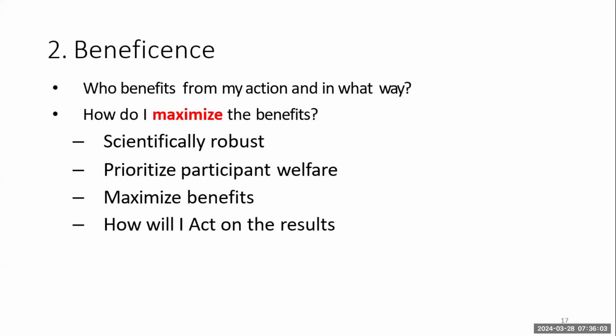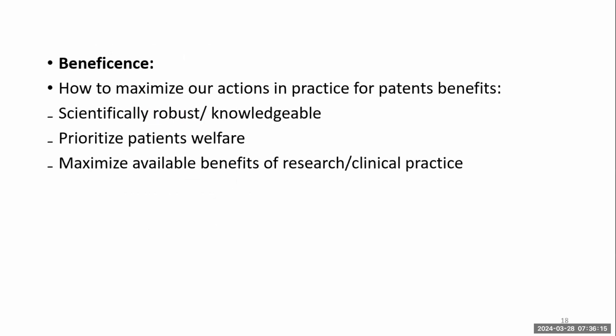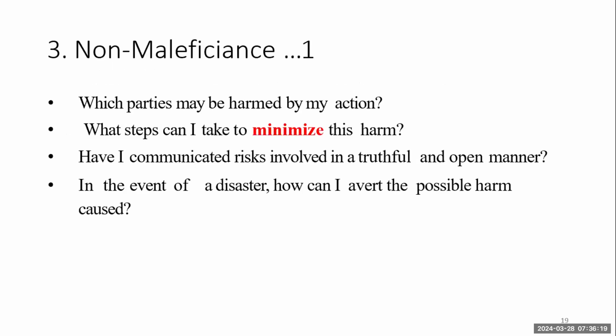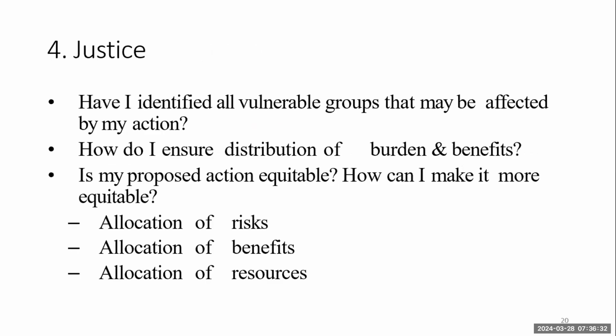For beneficence, who benefits from my action and in what way? How do I maximize the benefits? It must be scientifically robust. You must prioritize your participants' welfare within the research, maximize their benefits, and consider how you act on the results. Just mention all of this. For non-maleficence, which parties may be harmed by my action? How do you want to minimize this harm? Have you communicated the risk involved in a truthful and open manner? And in the event of a disaster, how do you want to avert such harm?